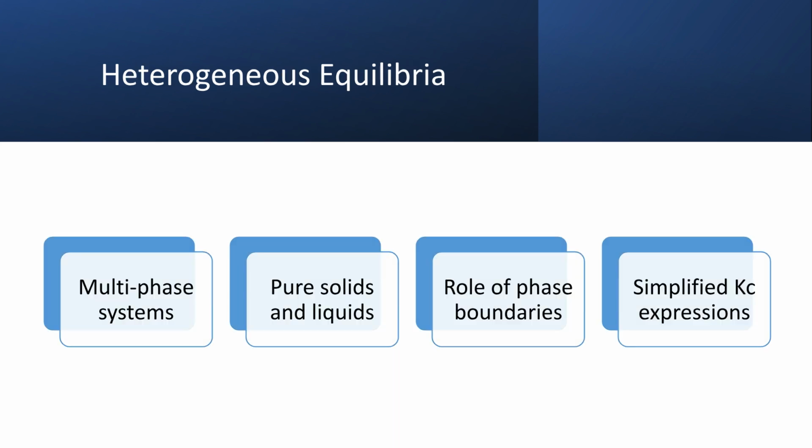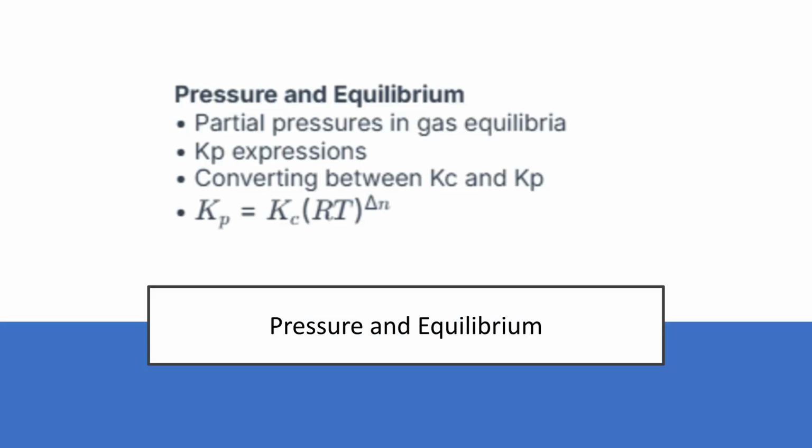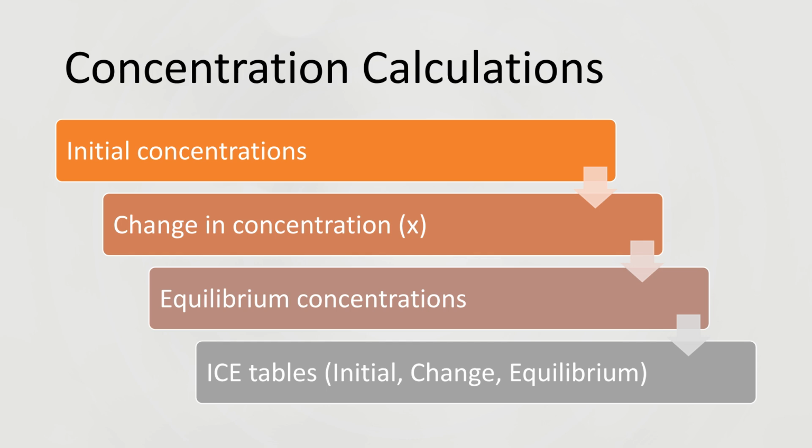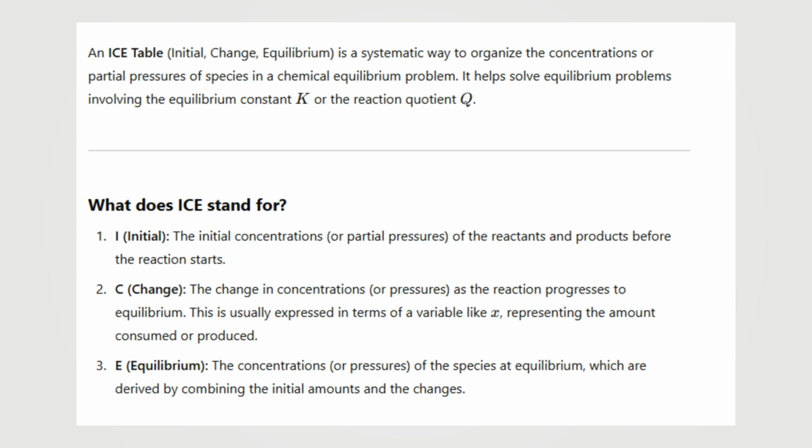Homogeneous equilibria involve reactions in a single phase, such as gas phase or solution phase examples. Learning to write the K_C expressions for these systems is key. Heterogeneous equilibria involve multi-phase systems, including pure solids and liquids. The role of phase boundaries is important, and K_C expressions are simplified by excluding pure solids and liquids. We will explore how changes in pressure affect equilibrium systems.